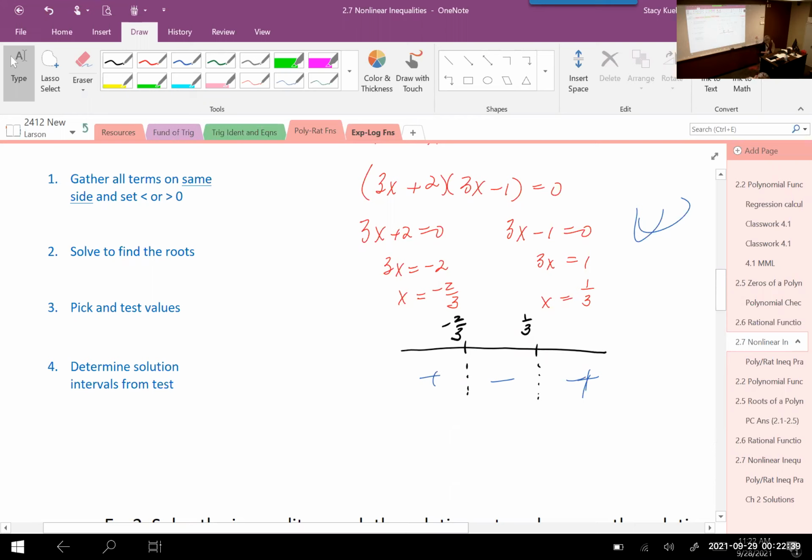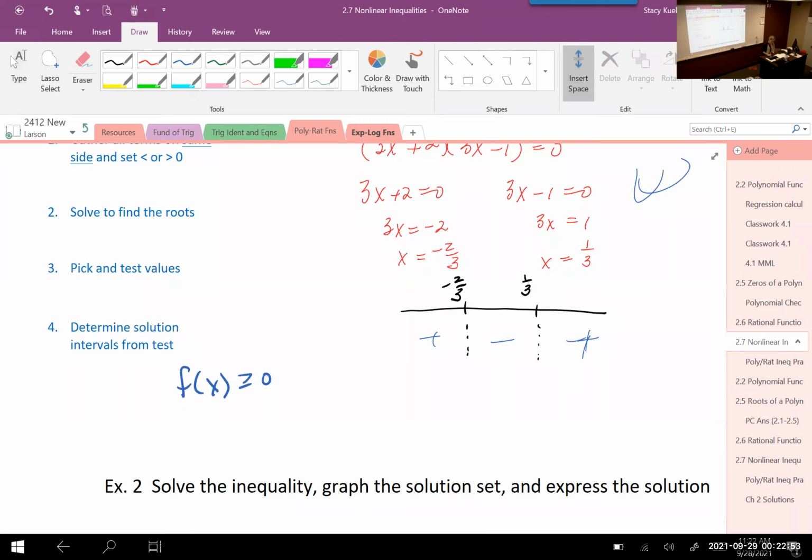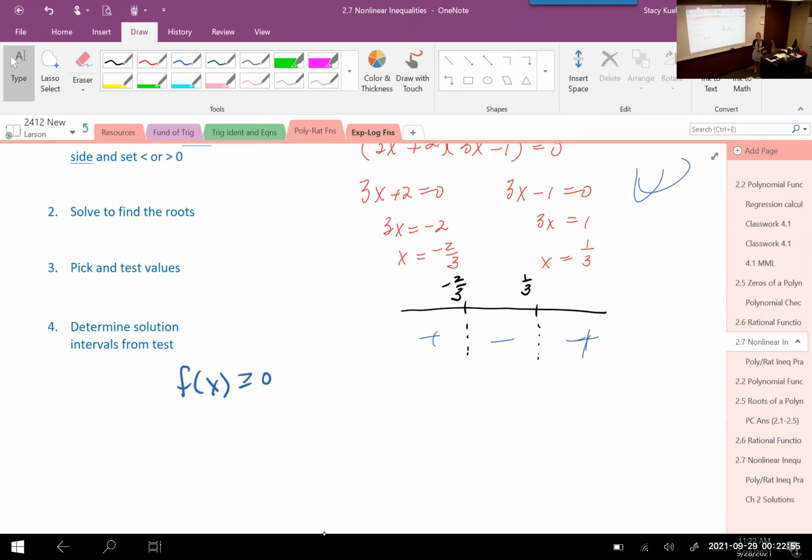The function that we were concerned with is, where is the function greater than or equal to 0? So in other words, where is the function positive? On what interval is the function positive starting from the left? Negative infinity to negative 2/3, bracket, right? Including, union. Then what? 1/3 to infinity, that's right.